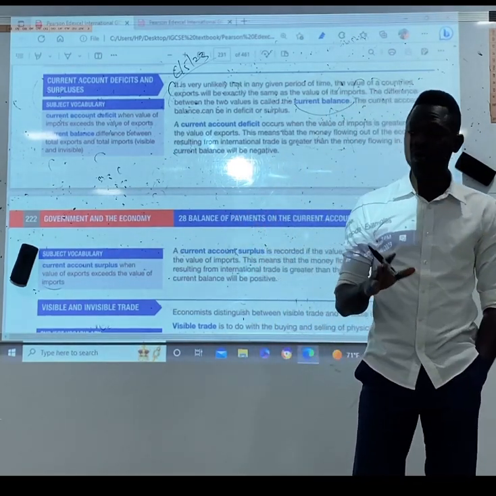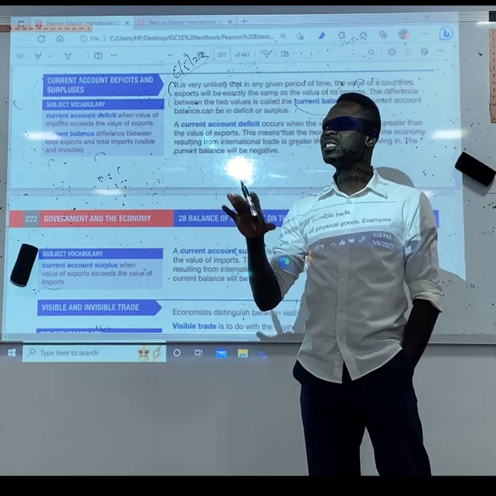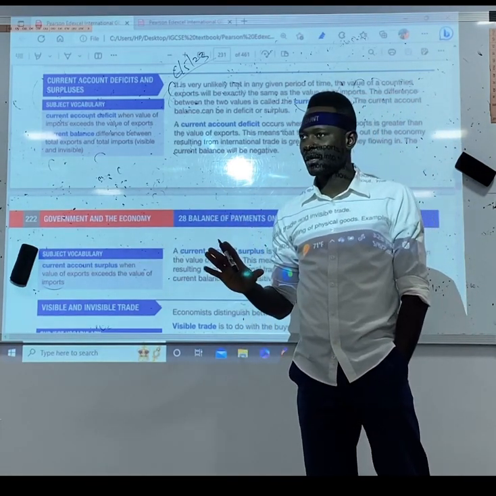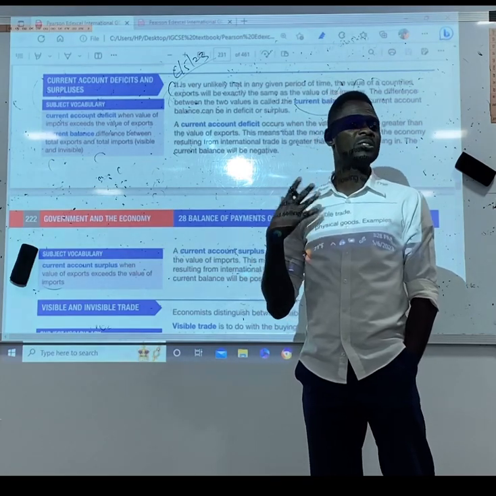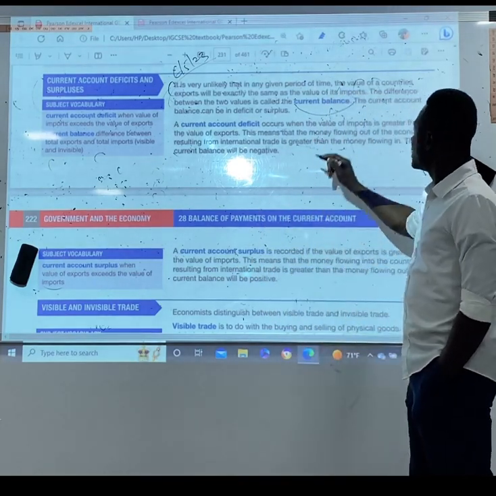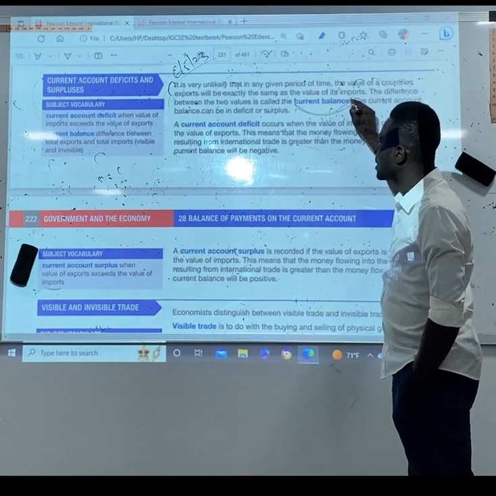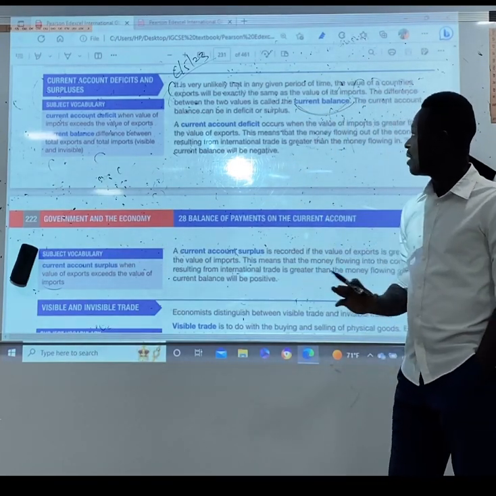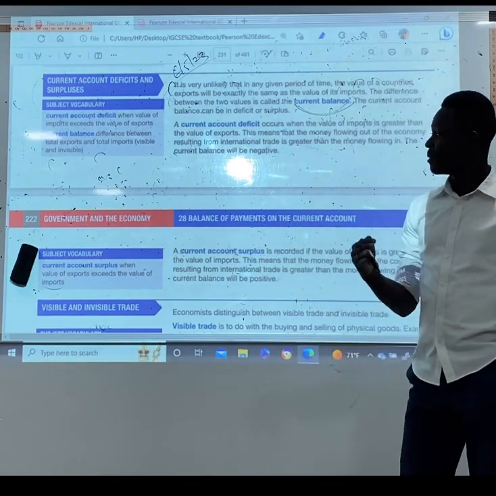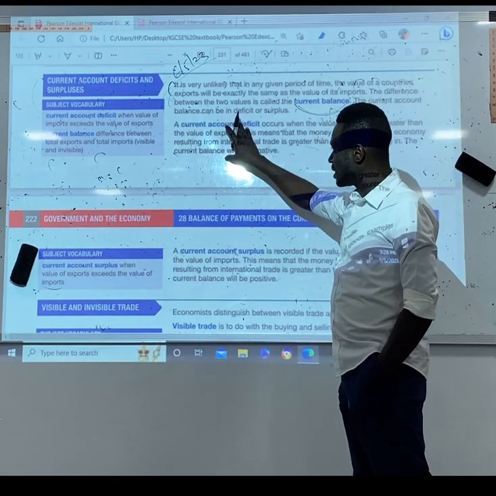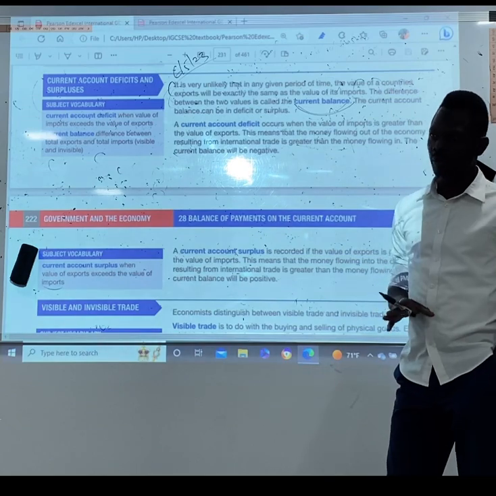If it happens, we call it current account balance. But most of the time it is not happening. But whatever it is, the difference between the value of export and import is called current balance. Just put that in mind. So for our current balance, we have the current account deficit and we have the current account surplus.